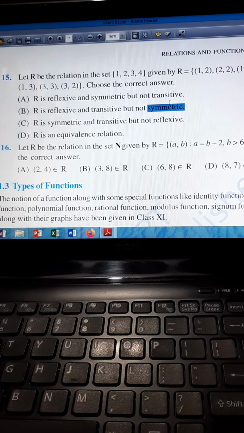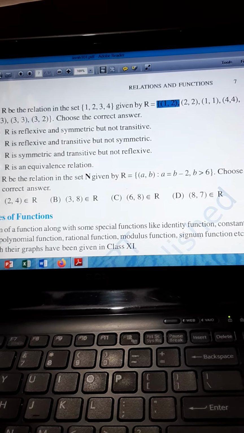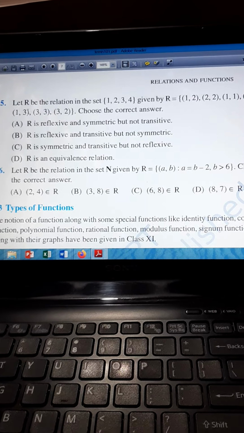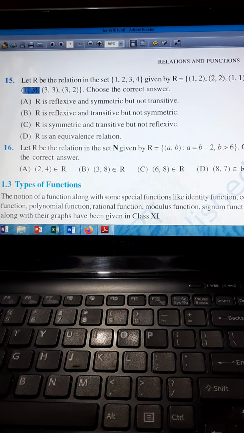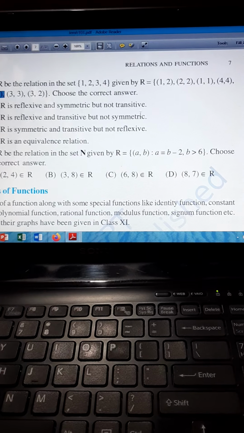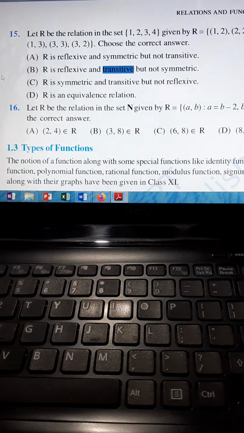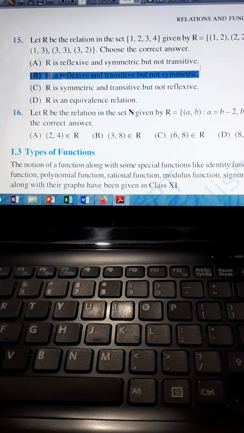Why not symmetric? Because here 1, 2 is there but 2, 1 is not there. Even you can see for this also 1, 3 is there but 3, 1 is not there, so it's not symmetric. You can verify that the transitivity holds, so B is the correct answer here.